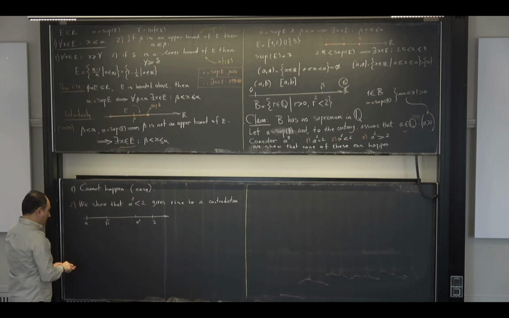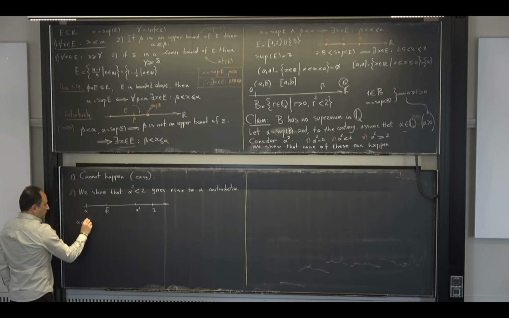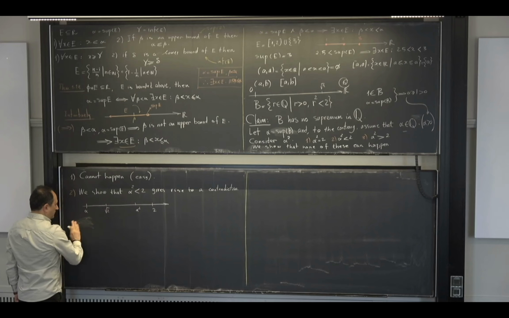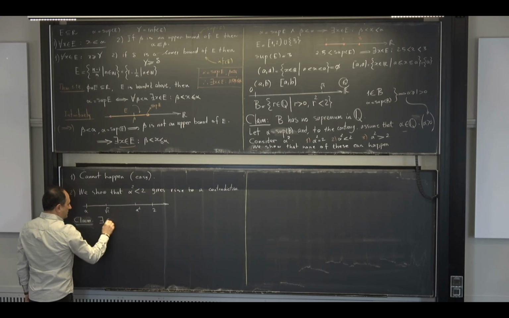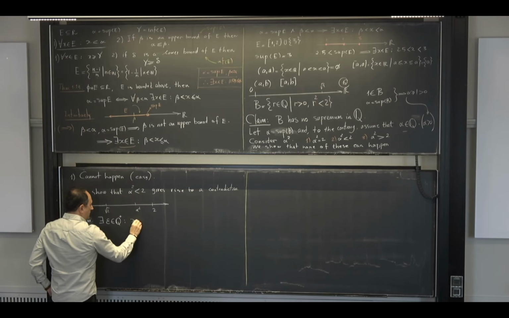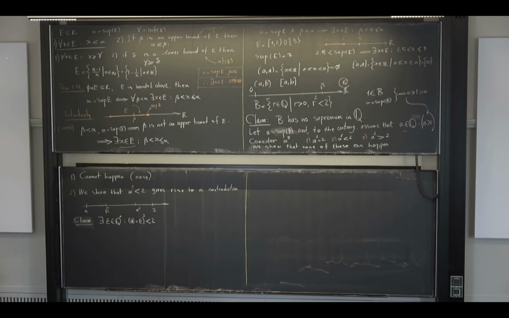So, my claim is that if alpha is in Q positive, we already know that. I want to prove that there exists, so claim, there exists an epsilon in Q positive such that alpha plus epsilon squared is less than 2. This claim, intuitively, it is very clear. I want to wait a little bit for you so that you can digest it.